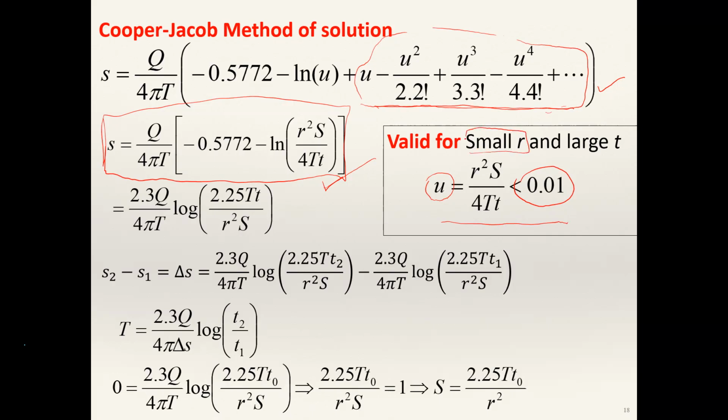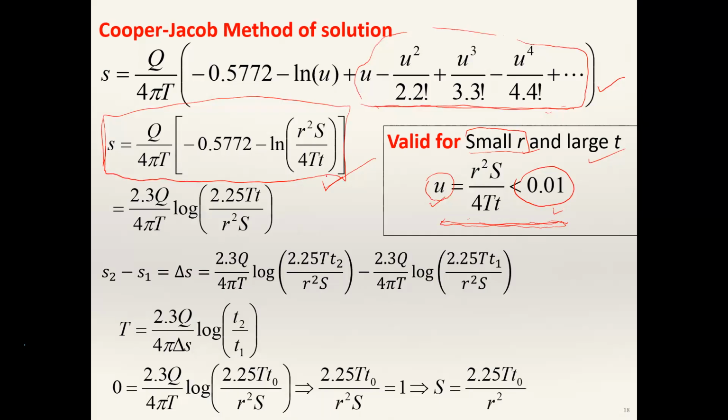What it means? The distance from the pumping well to the observation well should be smaller, and the T should be larger, so that the U will be smaller. This is what you need to check before you apply the Cooper and Jacob method. You need to make sure that for all the values that you use in this test, the U should be less than 0.01.